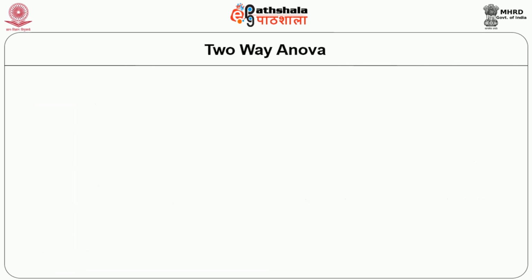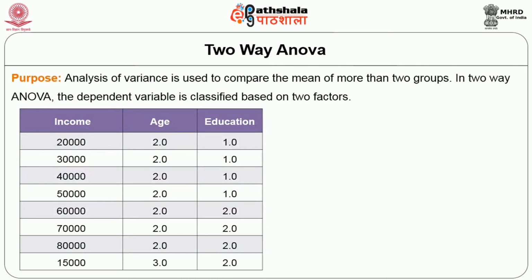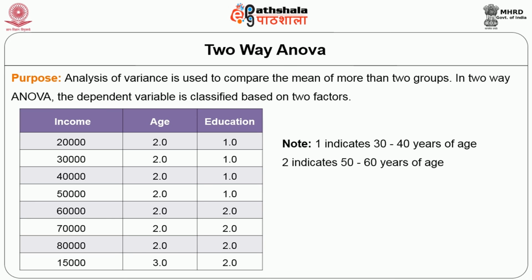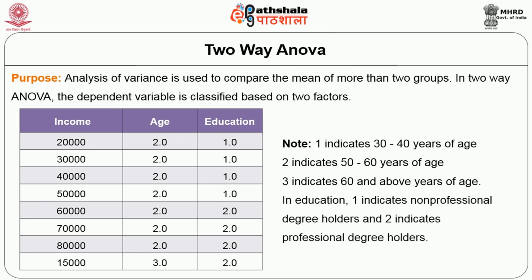Then two-way ANOVA. Analysis of variance is used to compare the mean of more than two groups. In two-way ANOVA, the dependent variable is classified based on two factors. Calculate two-way ANOVA for the following data on household income of different age groups.